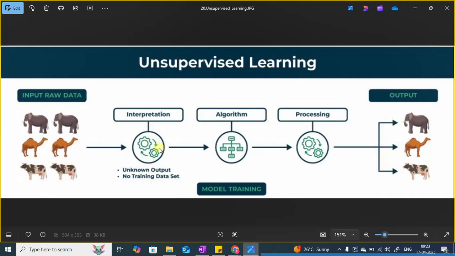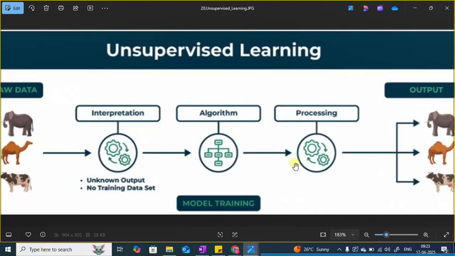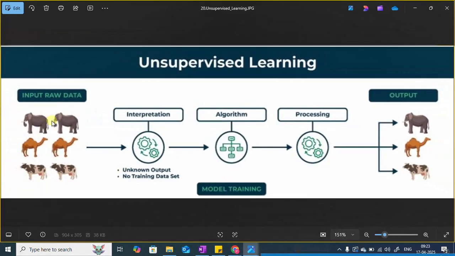I'm not telling my model whether it's a tiger or an elephant or a camel or a cow, or a goat or a sheep or anything else. I'm not telling. It's unknown output, you can see. No training data. Now, at the time of processing, whenever I give the input data, you can see that based upon similar features only, my model just distinguishes it into different clusters, but it's not giving a name saying that it's elephant or camel or cow.